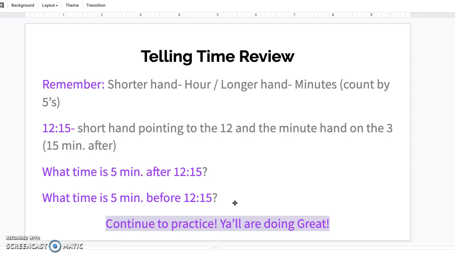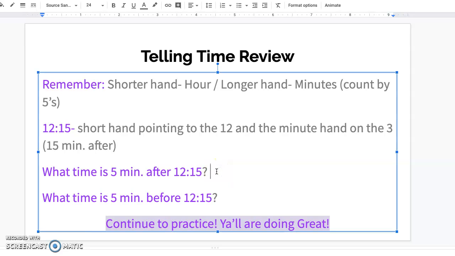All right, telling time review. Remember, the shorter hand is the hour hand, the longer hand is the minute hand. You count by 5s for minutes. If it is 12:15, that's the short hand pointing to the 12, and the minute hand on the 3, which means 15 minutes after. What time is 5 minutes after 12:15? So if we're counting by 5s, 5, 10, 15, what comes after 15 when we count by fives? 20. So it's 12:20.